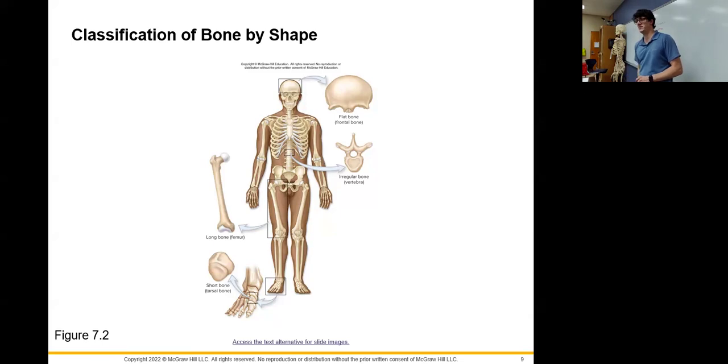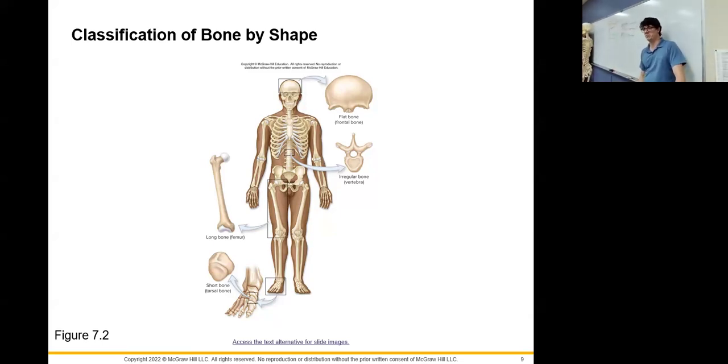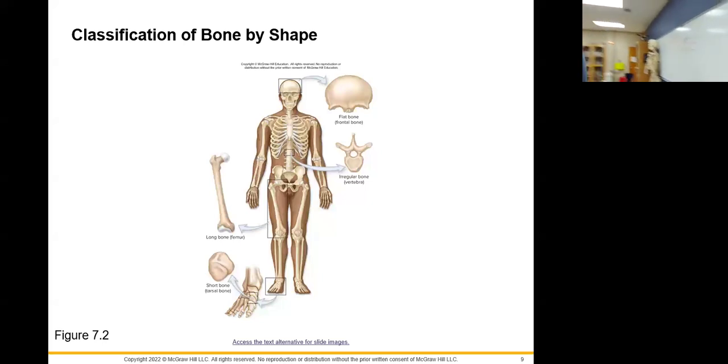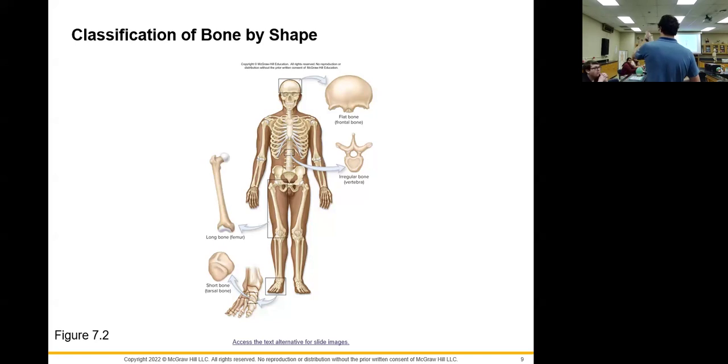Then lastly, we have irregular. Irregular bones are very simply bones that are neither long, short, nor flat. Or we'll have parts and pieces to them that are long or short or flat. And there's some combination of all of these. Because of that, they are irregularly shaped, and thus we will call them irregular bones. Good examples of this are things like your vertebrae.